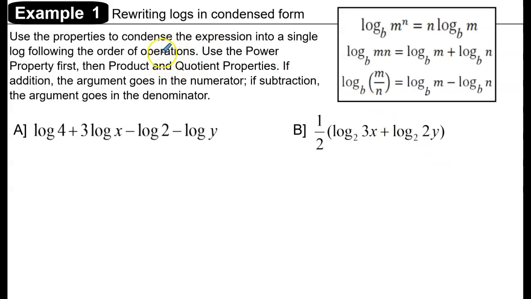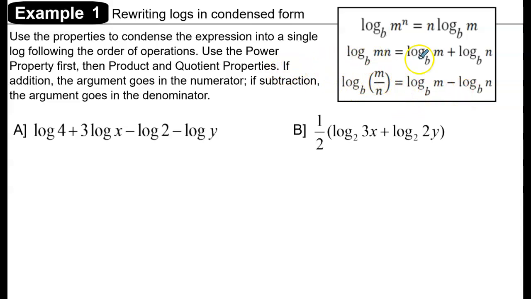Okay, in example 1, we're going to rewrite these logs, which are currently in expanded form, into condensed form. So we're going to condense them into a single logarithm. And following the order of operations means we're going to always do the power property first, and then we'll do the product property and the quotient property as we move from left to right.